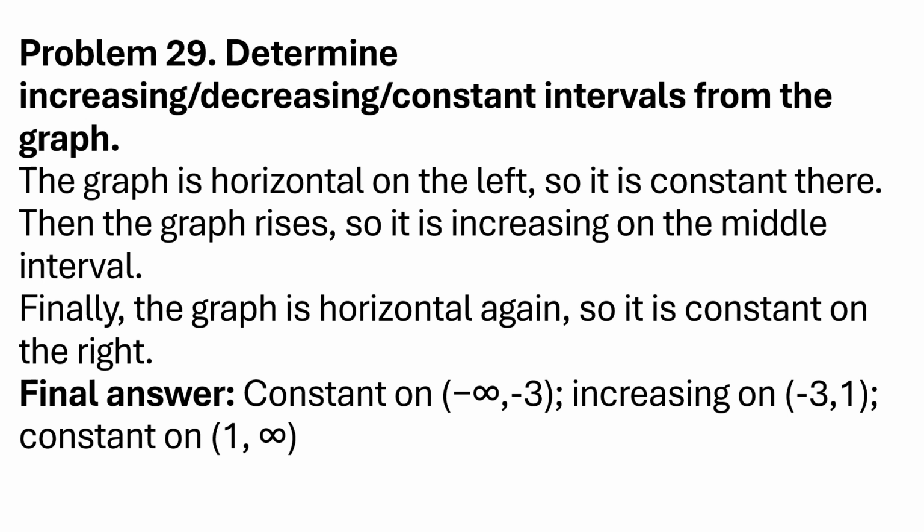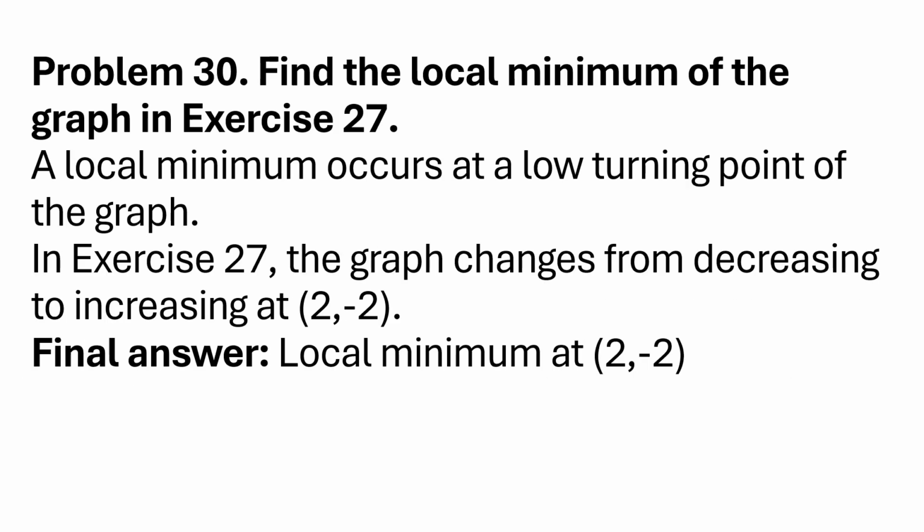We are asked to find the local minimum of the graph from exercise 27. The lowest point on the graph occurs at x equals 2 with a y value of negative 2. Therefore, the local minimum is the point 2, negative 2.